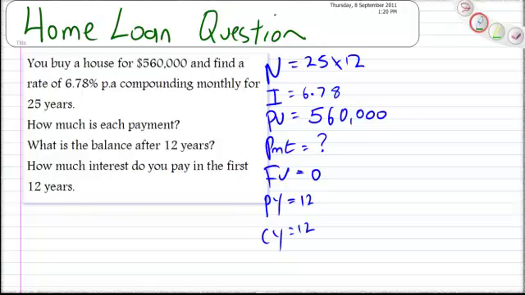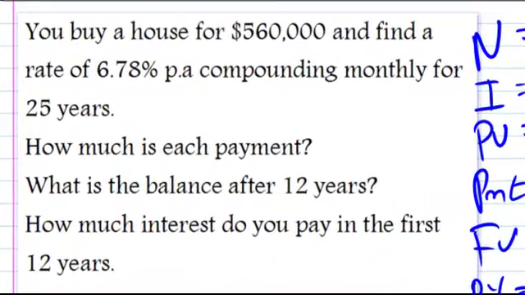Okay, in this section we're going to be looking at just a loan question and a couple of the things that can be asked in that. It's the same with any question, you've got to read it beforehand. So let's have a look at this one. It says you buy a house for $560,000. So that gives us how much we're going to borrow, at a rate of 6.78% per annum, compounding monthly for 25 years. How much is each payment?